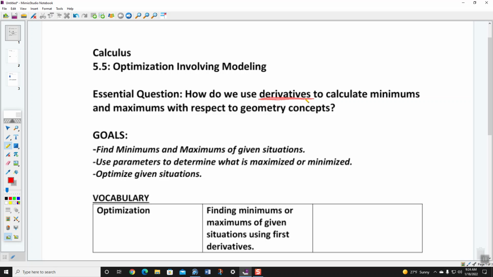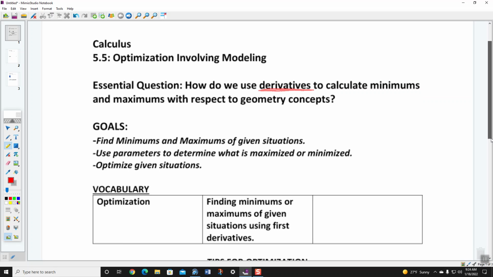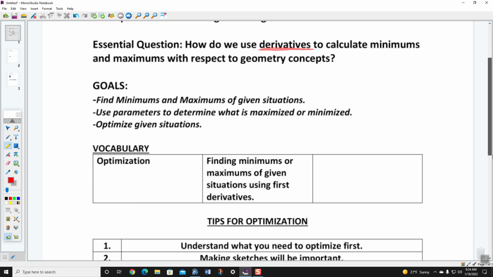So we've talked about finding critical points. Critical points are where the first derivative is equal to what value? Zero. You have either a local maximum up here or a local minimum on the bottom. So our job today, we're going to find some minimums and maximums of given situations. Who's done that already? We're going to look at some parameters to help us determine what is maximized or minimized.